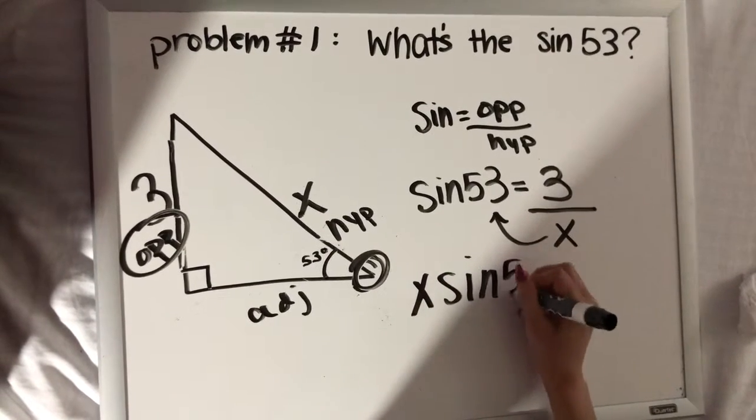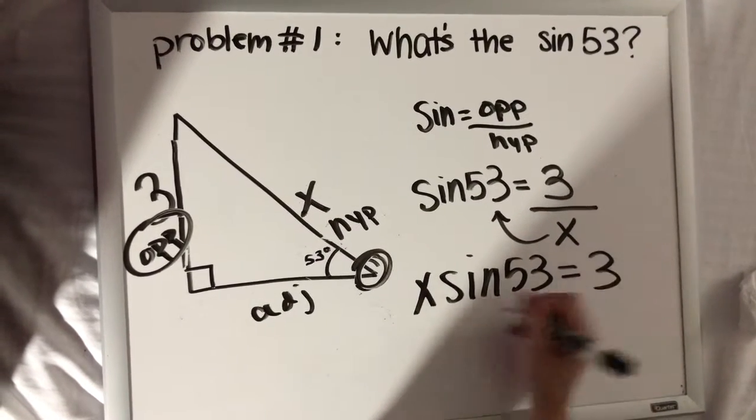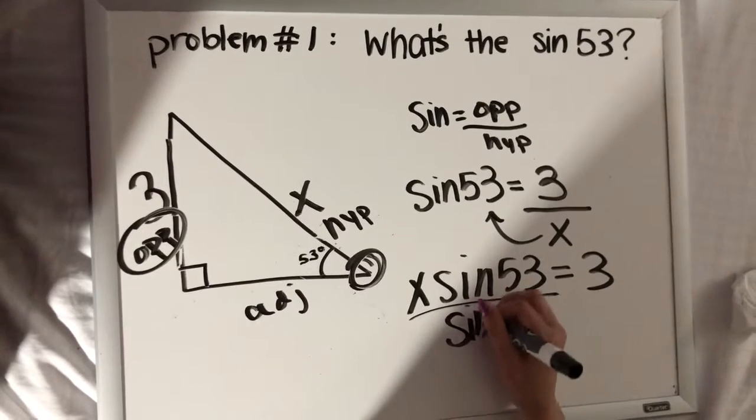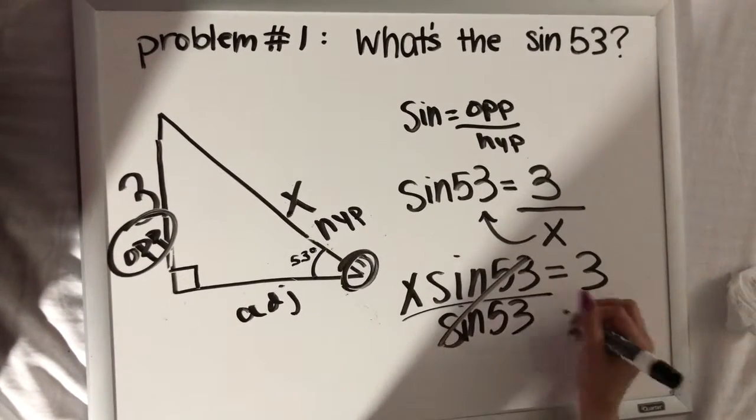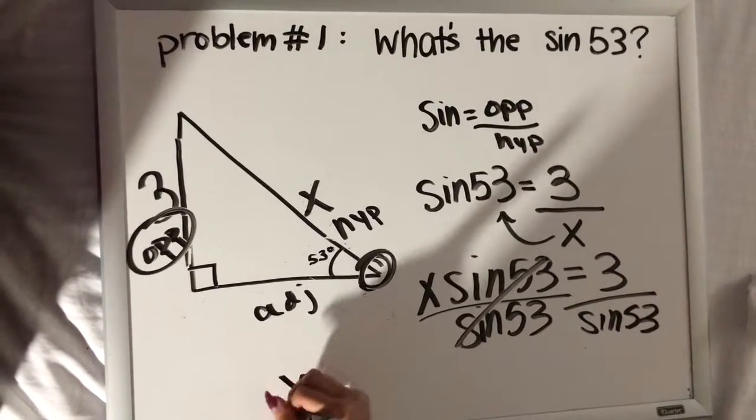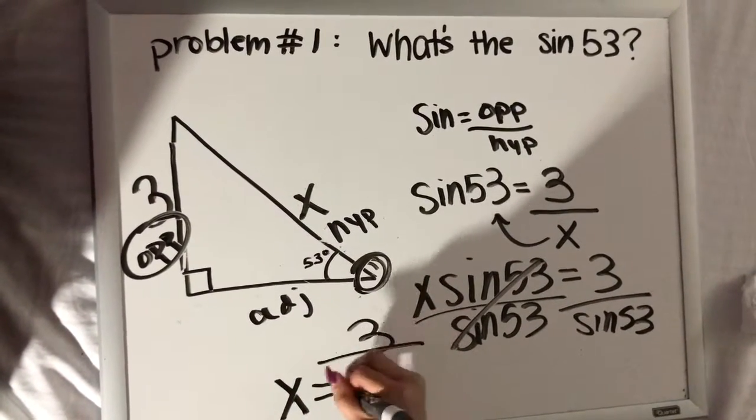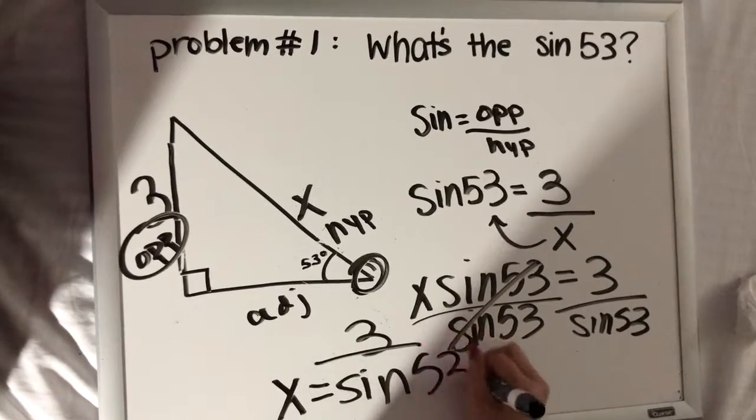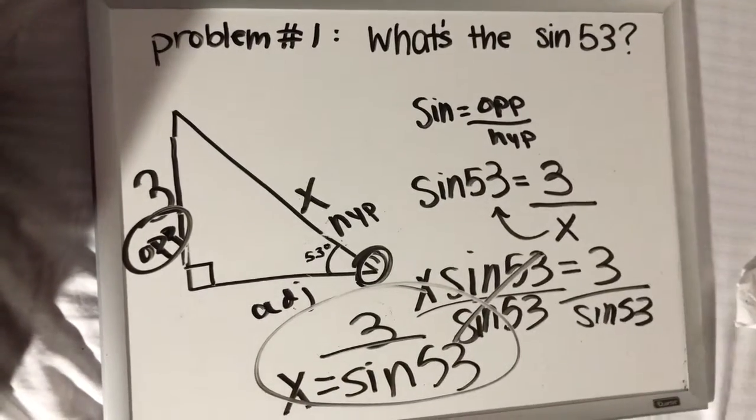We would multiply the x with the sine of 53 and set that equal to 3, and divide the sine of 53 on both sides. So after dividing, we get x is equal to 3 over the sine of 53, and we can just put that in our calculators once we are done.